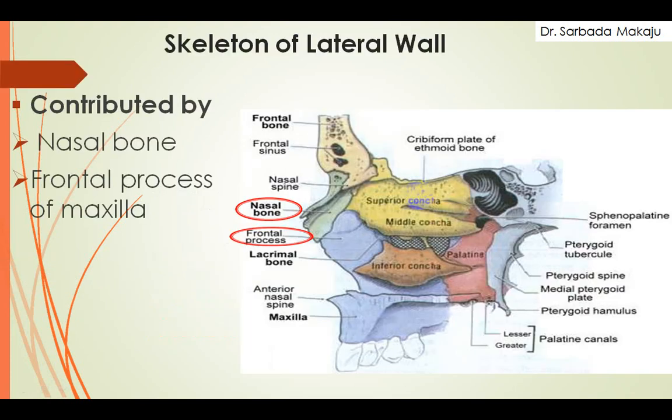The skeleton framework of the lateral wall of the nasal cavity. This portion is known as the lateral wall of the nasal cavity. It is formed by the bony part. Within this bony part, most anteriorly there is this small bone, known as the nasal bone. Then beneath that, there is this bone, known as the frontal process of the maxilla.